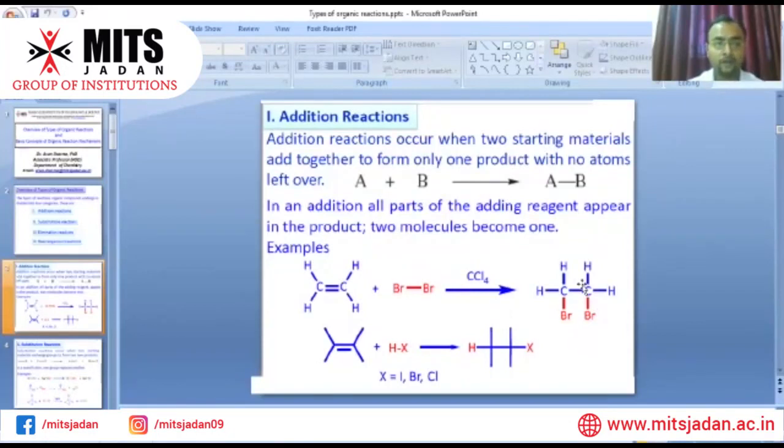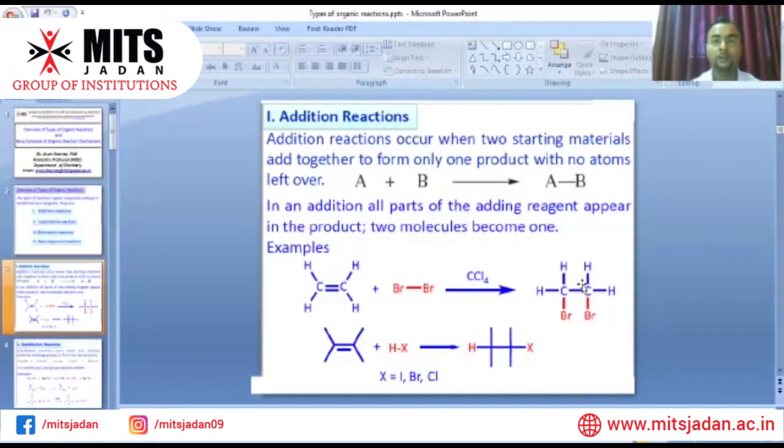Here you can also see some examples. In the first example, an ethylene molecule reacts with bromine in the presence of carbon tetrachloride to give the product 1,2-dibromoethane. In the second example, ethylene reacts with halo acids like HCl, HBr, etc. to give saturated haloalkanes as the addition product. There are so many examples of addition reactions in organic chemistry, but the basic concept in all these reactions always remains the same.